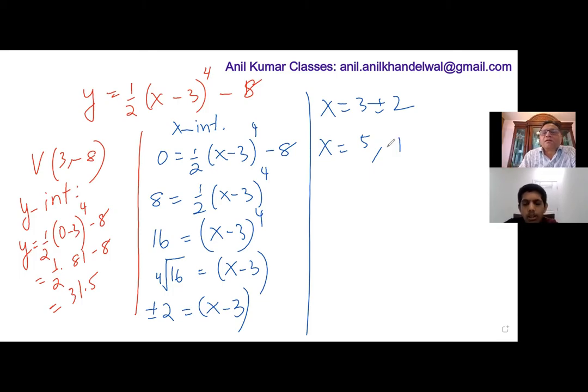Wait, why would it be plus or minus? Because we didn't do plus or minus for the cube root. Correct. So look here. When you have a cube root of, let's address this question. Cube function is always increasing, right? Do you see that? And it is a one-to-one function.